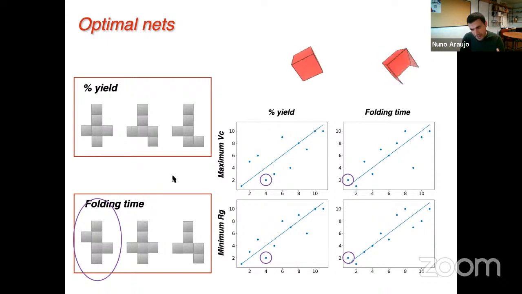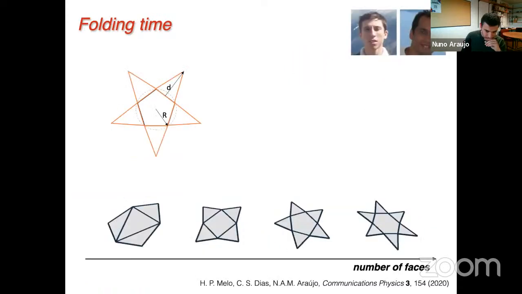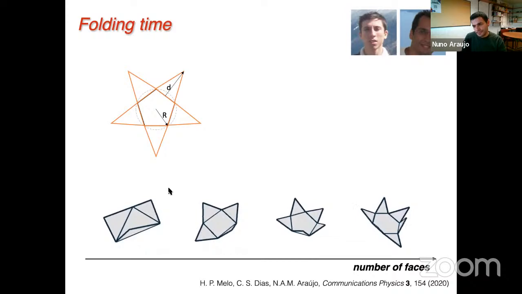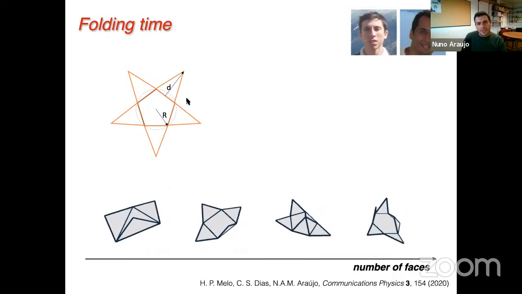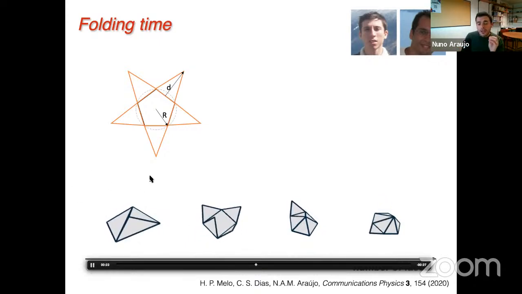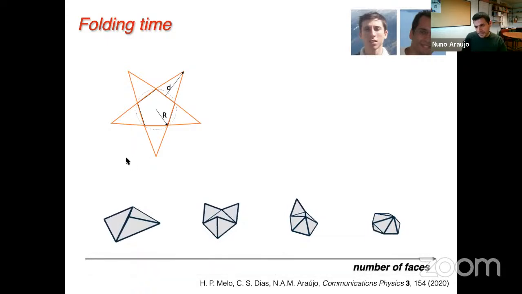So since we could not come up with an explanation for that, we decided to take one step back and go to a simpler problem. So we take the case of a pyramid. So we have a pyramid with n faces, all faces are equal. And so we raise the following question. If you fix the pyramid to a basin, to a substrate, and you only let the pyramid fold in one direction, the question is, how does the folding time depend on the number of faces?